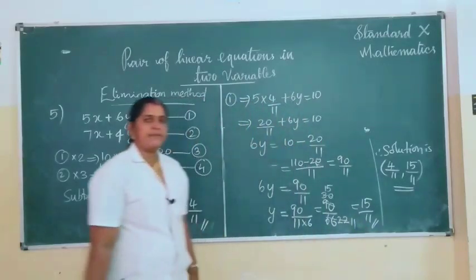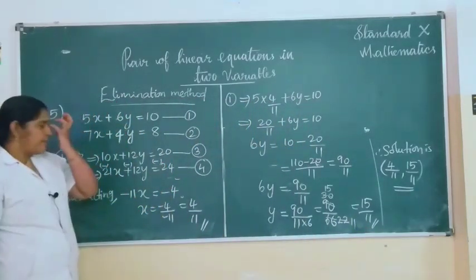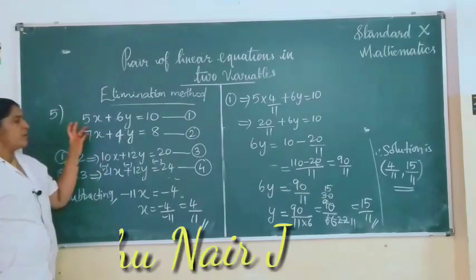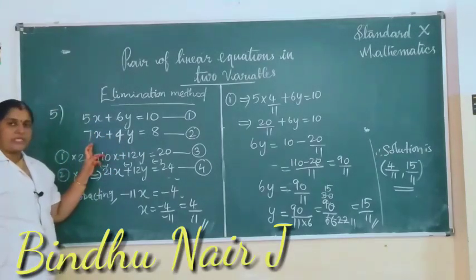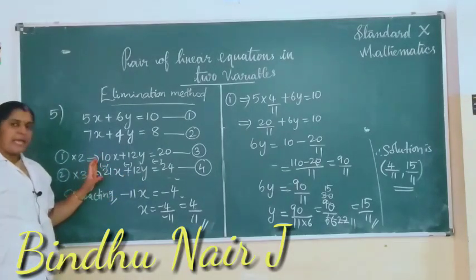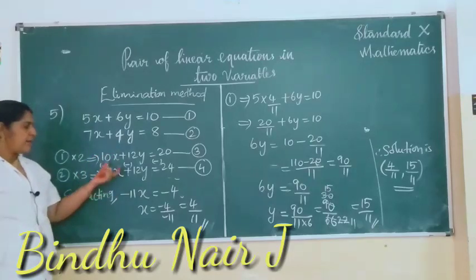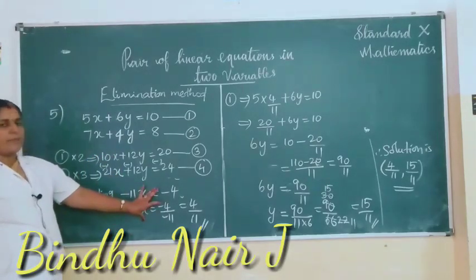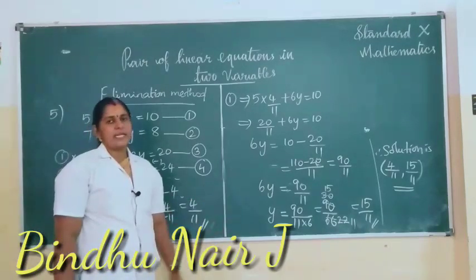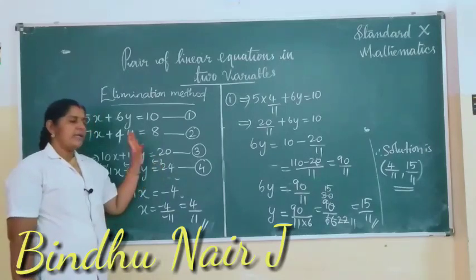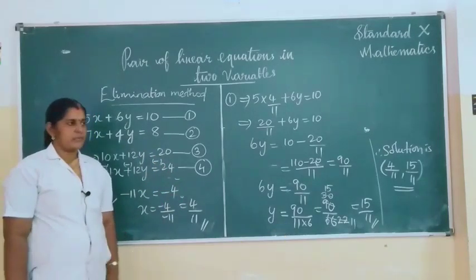So this question is a very important question. Whenever you get a pair of linear equations where you need to convert both equations to the same coefficient to eliminate any one of the variables, you want to multiply both the equations, convert any one of the variables to the same coefficient, and apply this elimination method to get the solution. So all of you practice very carefully and do this type of problems.